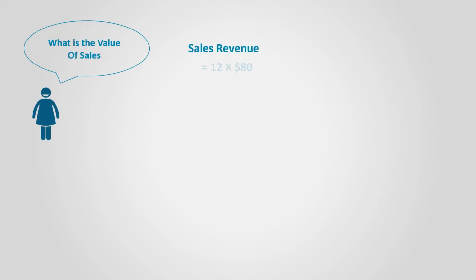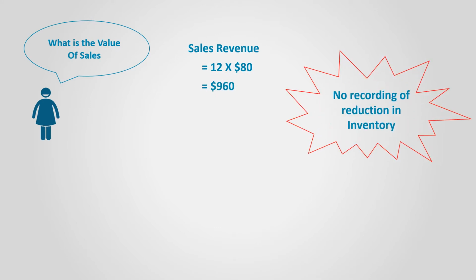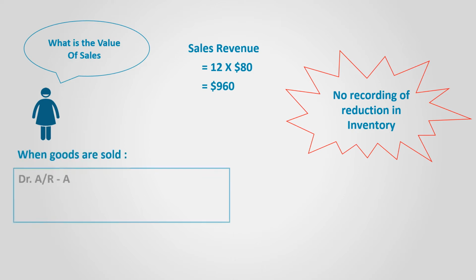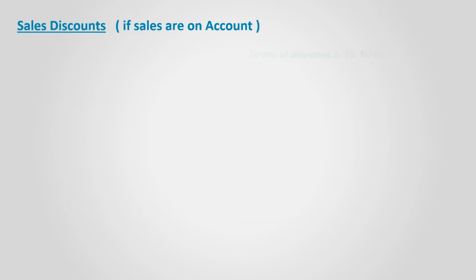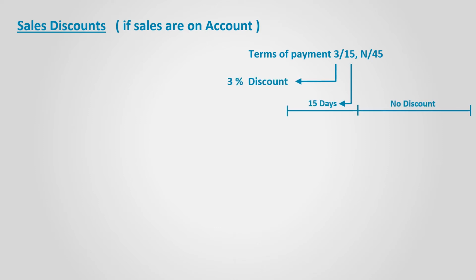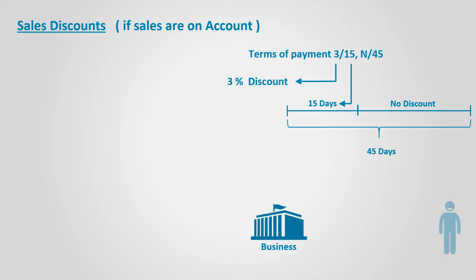As the business is using the periodic inventory system, it will record sales only. It will not record any reduction in inventory. Accordingly, accounts receivable for customer A's account is debited by $960 and sales revenue is credited by the same amount. The terms of payment in this case mean that the business is ready to give the customer a discount of 3% if payment is made within 15 days. Otherwise, the full amount should be paid within 45 days.